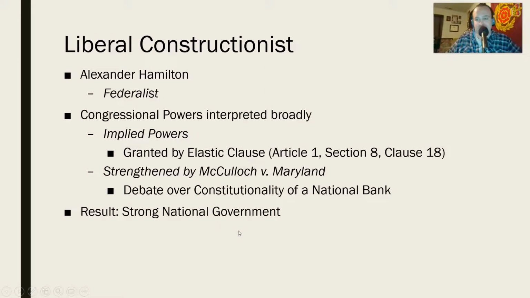We have a strong national government. I'm sorry, I didn't tell you about McCulloch versus Maryland. The outcome, it was that the Supreme Court decided that the law that was wanting to create a bank in Maryland was constitutional. So as a result, there was a strong national government. But don't worry about McCulloch versus Maryland for the purposes of a test in this class.